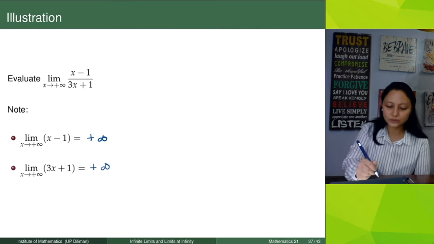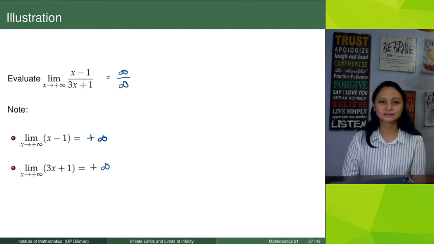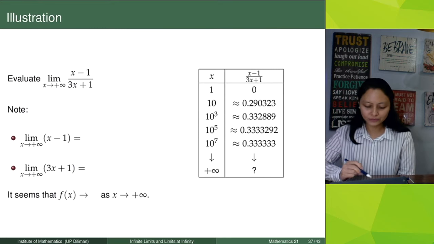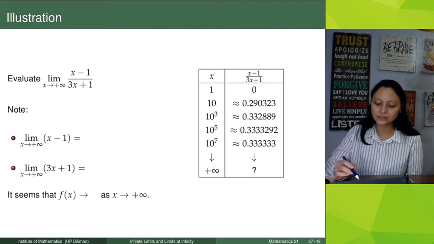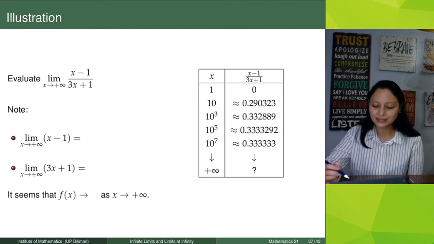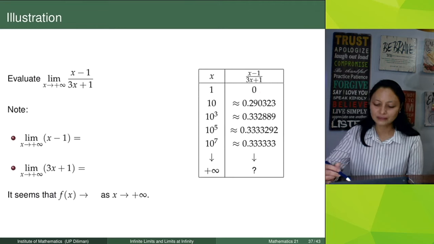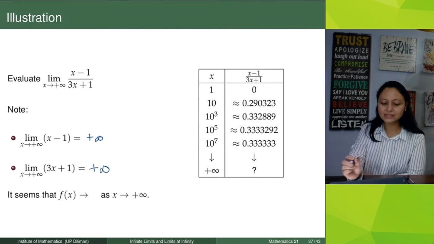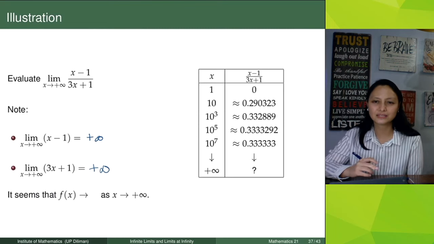Yan. Paano yan? So, you have infinity over infinity. Sige, tingnan natin yung behavior ng (x minus 1) over (3x plus 1). Tingnan natin how you want x to approach positive infinity. Ano yung nangyayari when we are increasing the value of x? So, ito 0, f of 1 is 0, and then these are the other values. What do you notice? So, it seems that f of x is approaching what value as x approaches positive infinity?